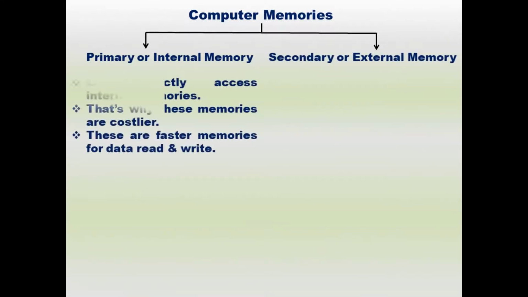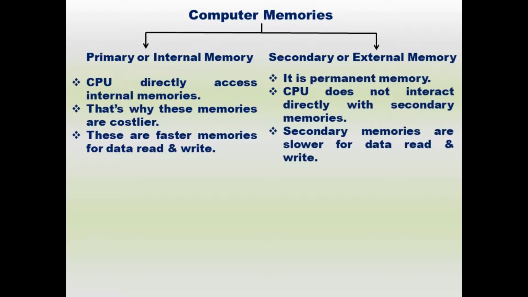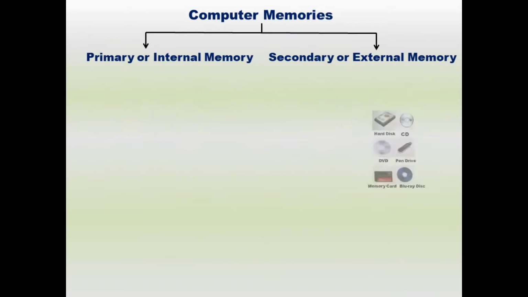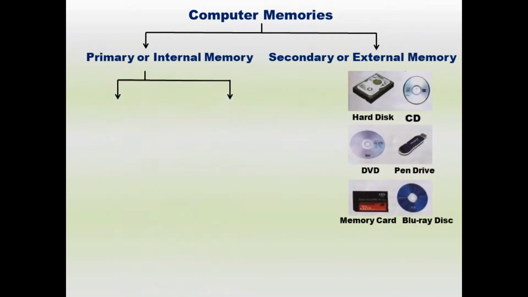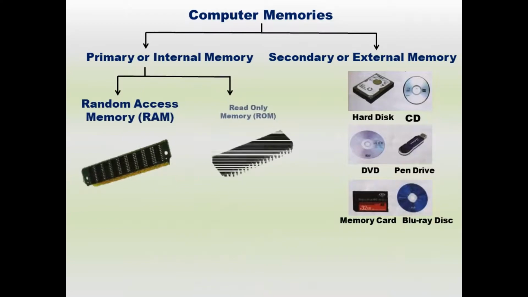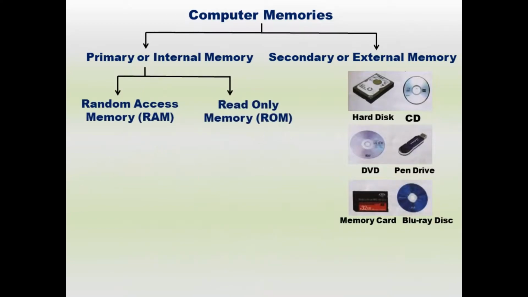In a computer, two kinds of memories are used. First is primary or internal memory, and second is secondary or external memory. Remember that primary memory is directly accessed by the CPU. That's why these kinds of memories are costlier, and they are faster memory for data read and write. Secondary or external memories are permanent in nature. It means that they can store the data permanently. The CPU does not directly access the data from the secondary memories, and secondary memories are slower as compared to the primary or internal memory. Hard disk, CD, DVD, pen drive, memory card, Blu-ray disc, all are examples of secondary or external storage memory or external storage devices.